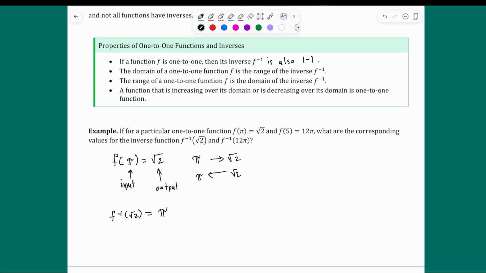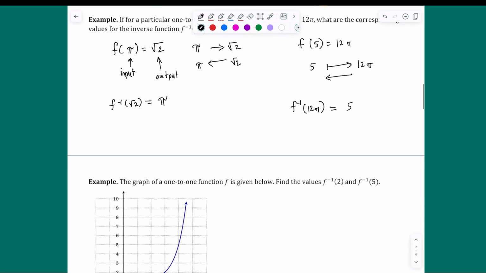All right, likewise, if we have f of 5 equals 12 pi, this means what? 5 got mapped to 12 pi. So then the inverse relation goes this way. And that means f inverse of 12 pi has to be equal to 5. All right, next example.